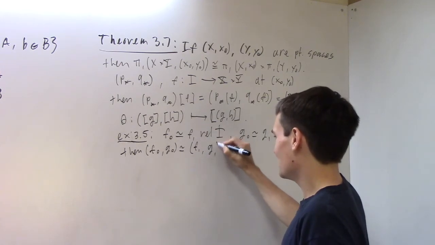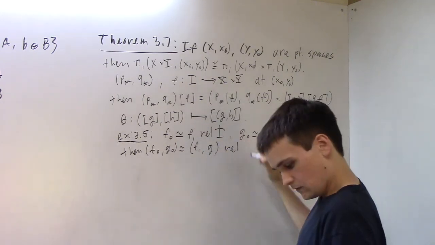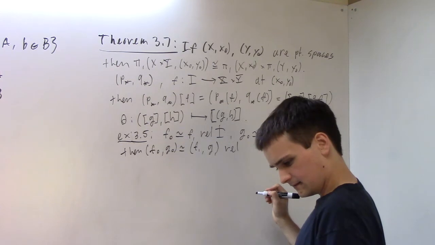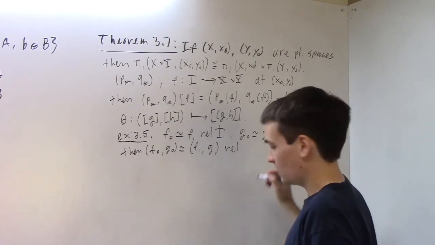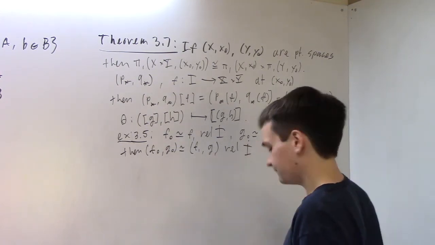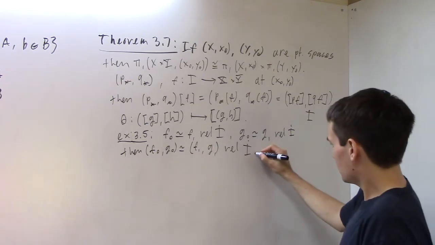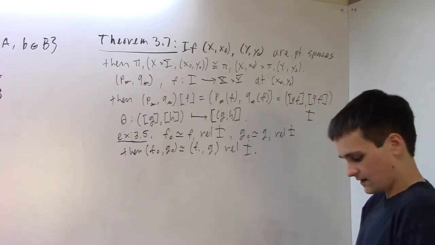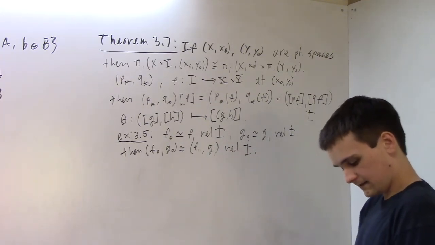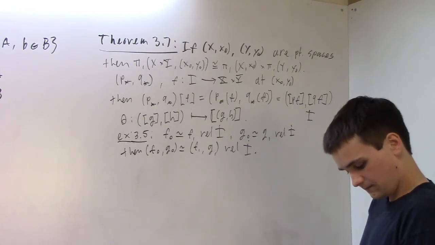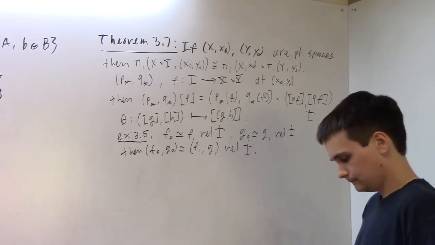So f naught comma g naught is homotopic to f1 comma g1. Yeah, you're right, rel, I guess. Well, yeah, I guess still rel I dot. So I'm not going to get into proving that, but that's essentially what it would take to finish the proof. It's probably like the things we did last class.